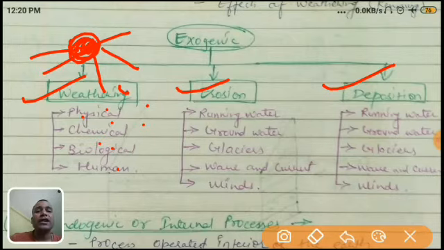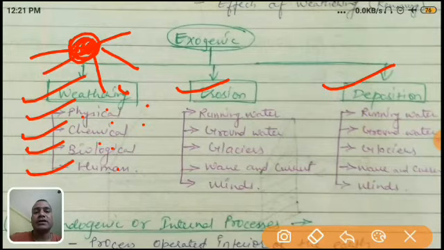Don't confuse weather and weathering. Weather is the climatic phenomenon, and weathering is the process of breaking down of rock. Always remember these two. How is this process done? By physical, chemical, biological and human factors.